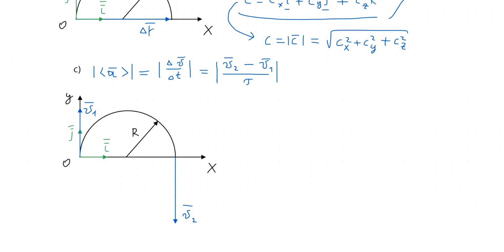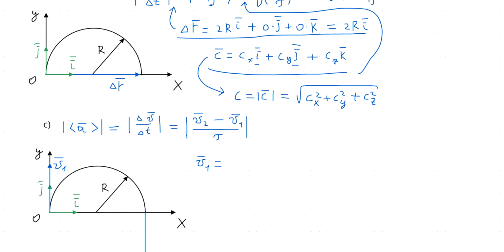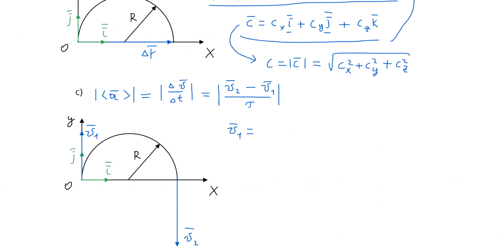Our next step is to write these vectors with components in the same way as it was done here. So to write this in orts and components of the vector.